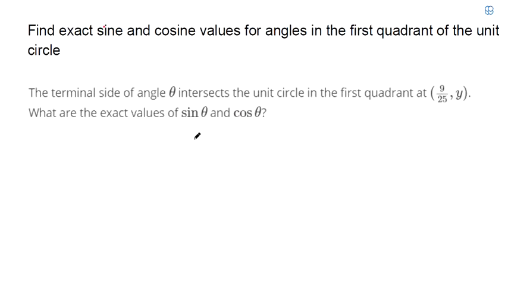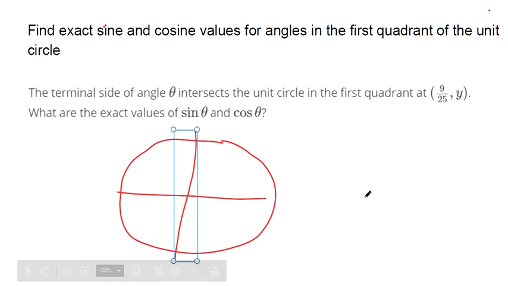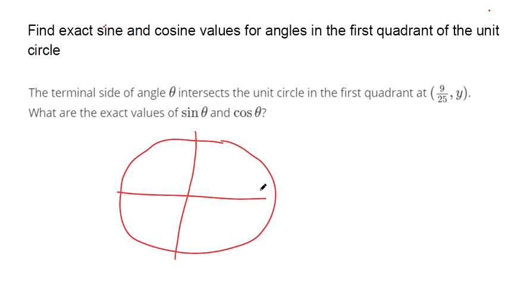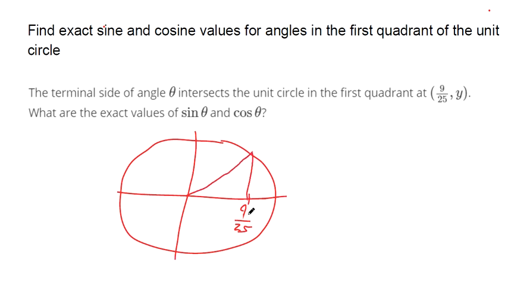So here's one more. The terminal side of angle theta intersects the unit circle, so a circle of radius 1, in the first quadrant, so that's over here, at 9 over 25 and some y coordinate that we don't know. So this is the exact same setup as the one I just did, okay? They just gave it to you in a slightly different way. There's your x coordinate, it's the unit circle, so you know that's got to be 1, and then you can do the rest there to solve for the missing side length, because this is 9 over 25, and then do sine cosine ratios.